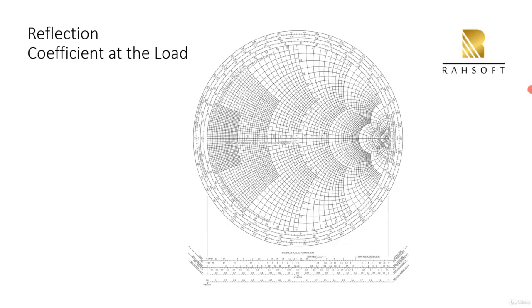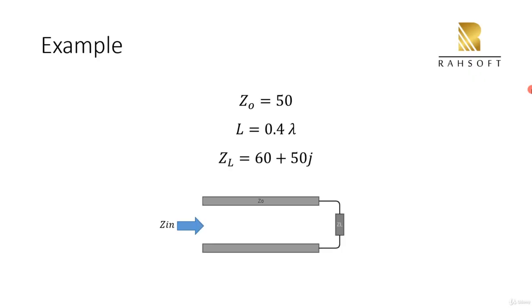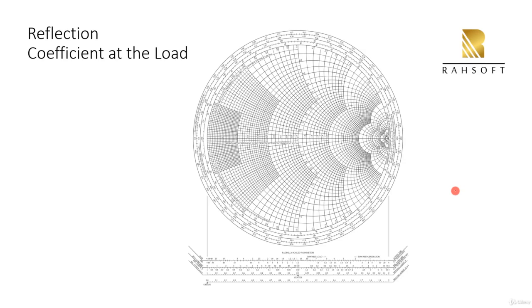I'm going to start with the reflection coefficient at the load. We calculated this previously. We said that gamma L is equal to ZL minus Z0 over ZL plus Z0. So this is how you can calculate the reflection coefficient manually without using a Smith chart, but I'm going to use a Smith chart in order to find this. Actually, we did this in the previous section. I just wanted to do it once more.